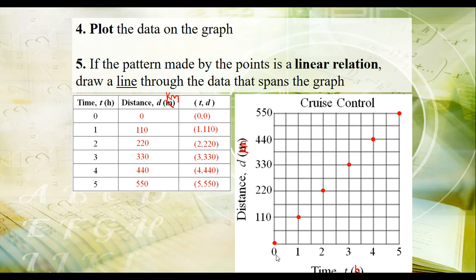And number 5 is, if the pattern made by the points is a linear relation, then let's go ahead and draw a line through that data and make sure it spans the graphing area. So my line would just be a straight line that goes nicely through the data points. It fits very well. That would be a nicely constructed linear graph. So again, you have everything labeled, a nice scale on the X and Y axis, titles above the graph, titles for the X and the Y axis, and then you plot the points. And if it's a linear relation, we can put a line through those data points.